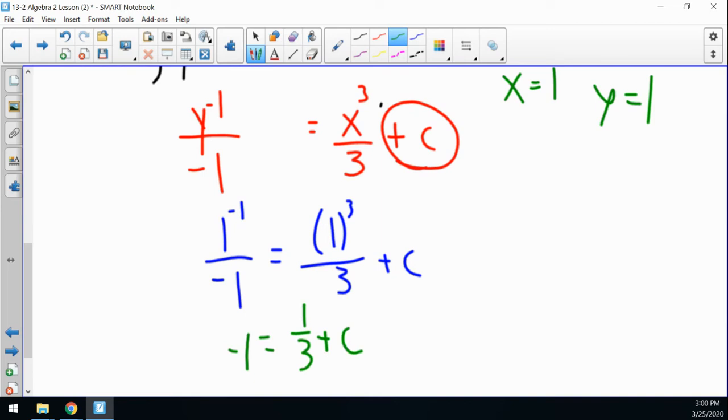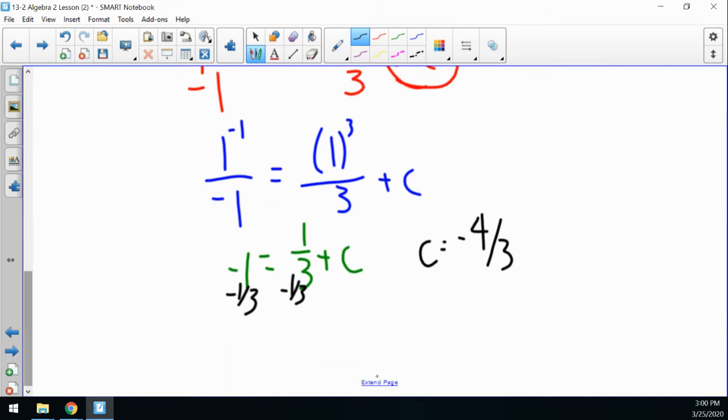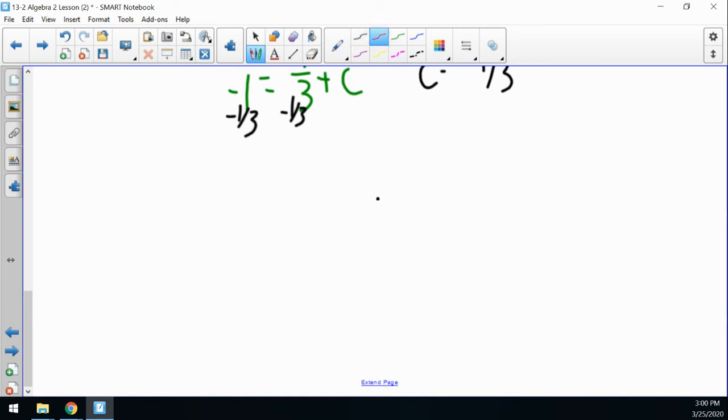So if I solve for c, I do that by subtracting 1/3 from both sides, and I find out that c is negative 4/3, negative 1 and 1/3. So what that means is that negative y to the negative 1 power is really equal to x to the third over 3 minus 4 over 3. Okay? Now, we have to solve this for y.